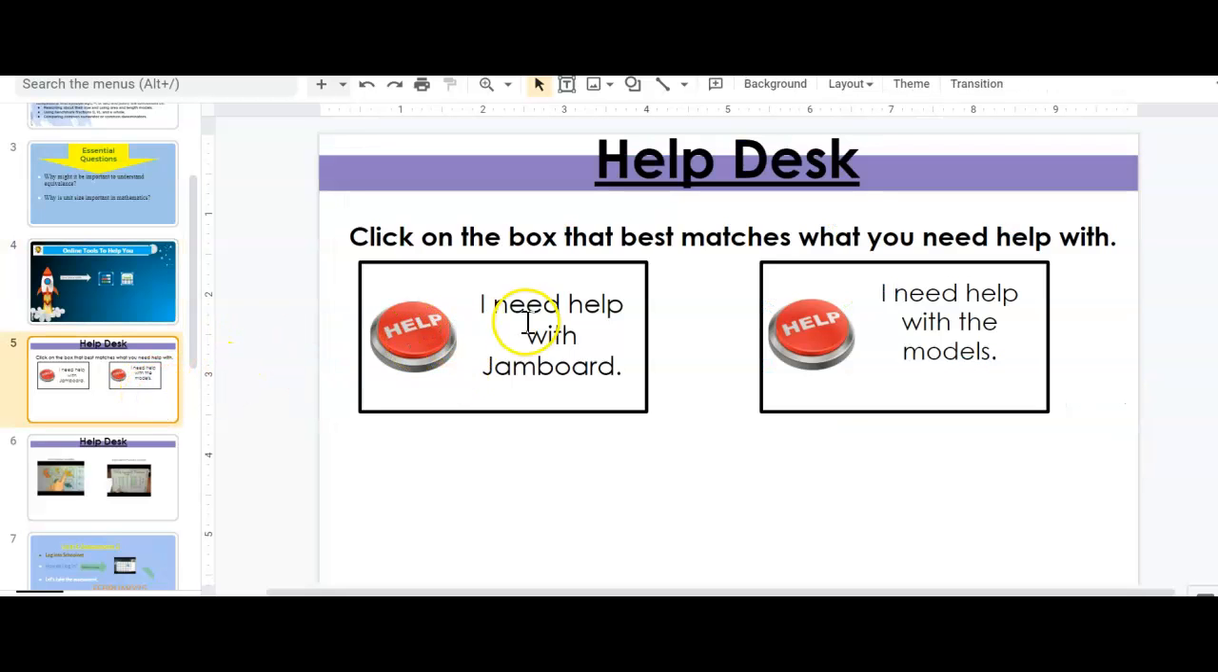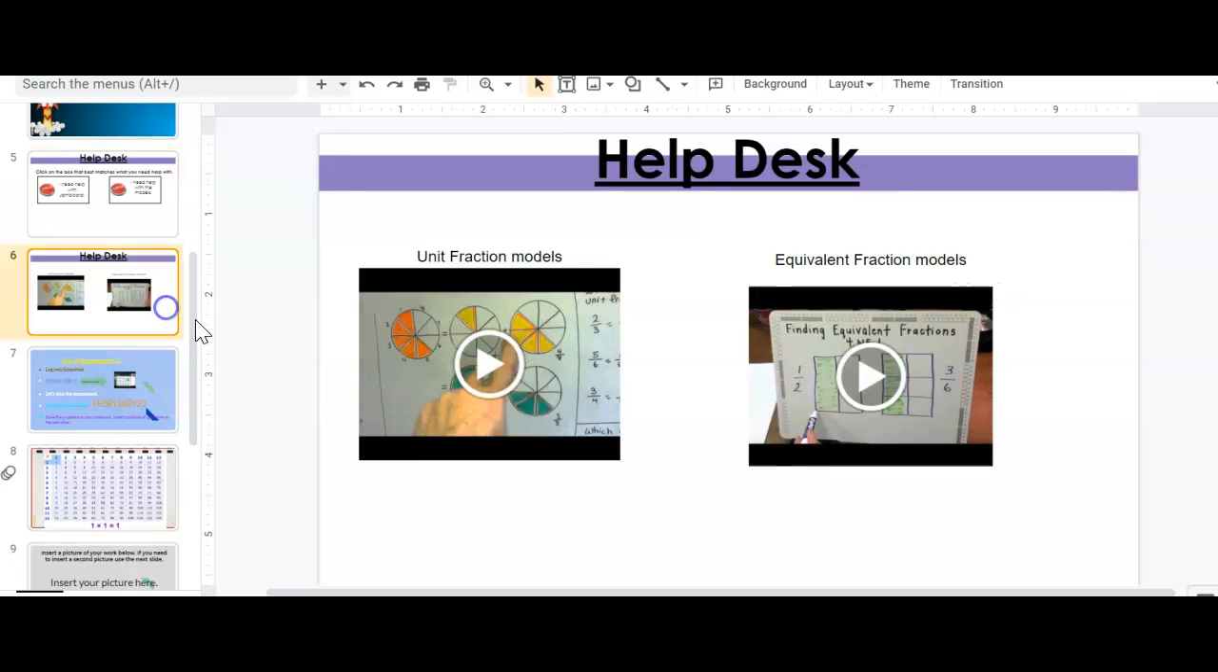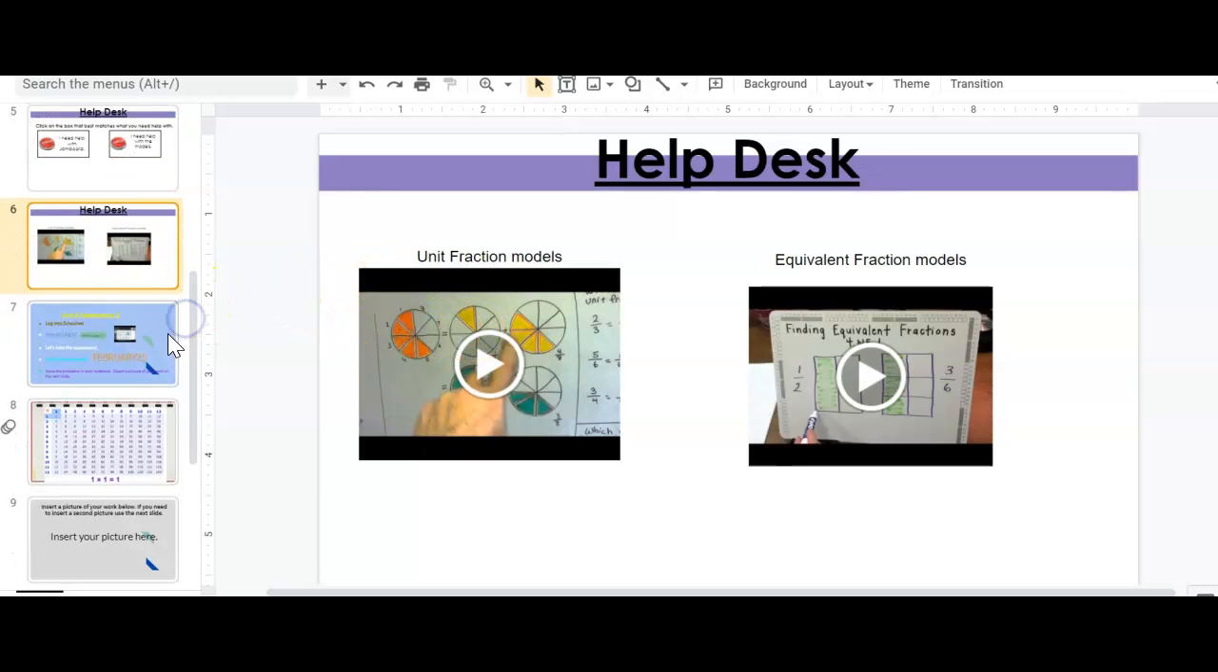I've also included a couple of short help videos that we have also been using throughout our unit. And this one, if you need just basically help with a Jamboard, and here if you need help with models, that'll be the fraction bar models or the number line or the area model. And here are a couple other videos. Now you get a chance to choose. Any of these options are just here for you to look at, go back and do your review.